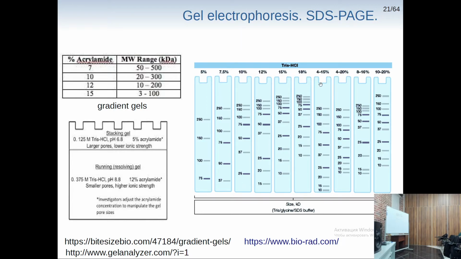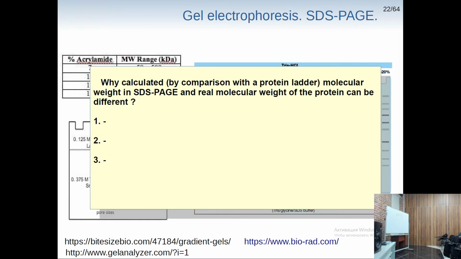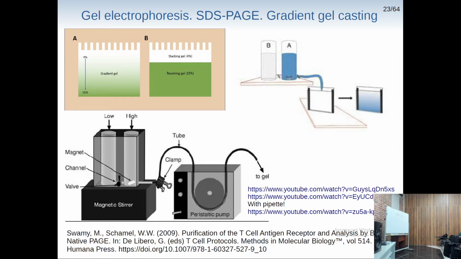And what can also be done, you can make so-called gradient gels, where this percentage differs from the start of your resolving gel to the bottom of your resolving gel. And it will allow you to simultaneously get more or less okay resolution of high molecular weight proteins and of low molecular weight proteins in the same gel. So actually you can cast such a gel by yourself.